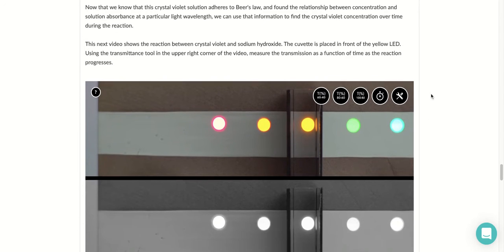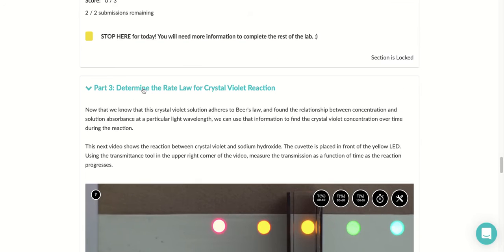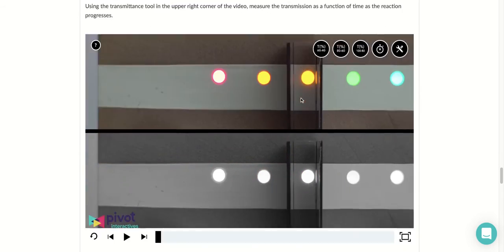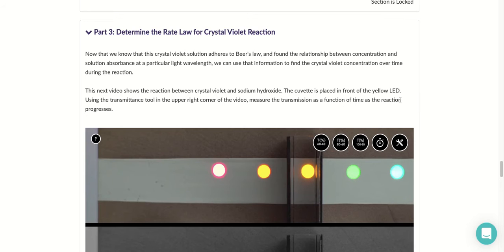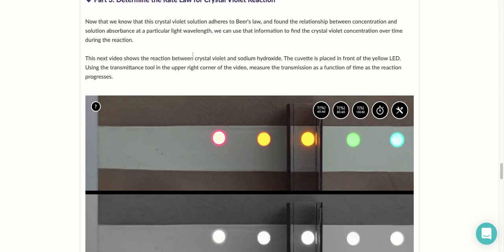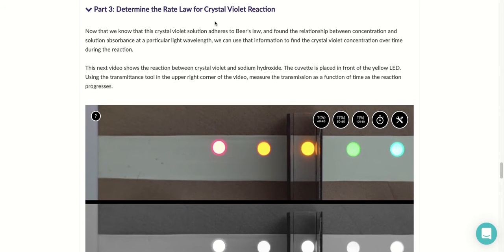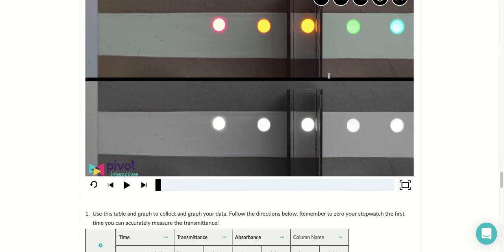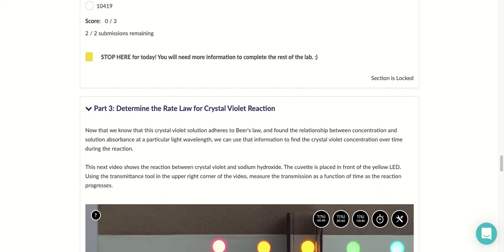Now, one thing that's interesting is the whole goal of this lab is to determine the rate law for crystal violet. And a rate law is always rate equals k multiplied by the reactants to their order. And so one thing we're running into is we have two reactants. We have crystal violet and we have sodium hydroxide. But in this lab, we're only determining it with respect to crystal violet to start.